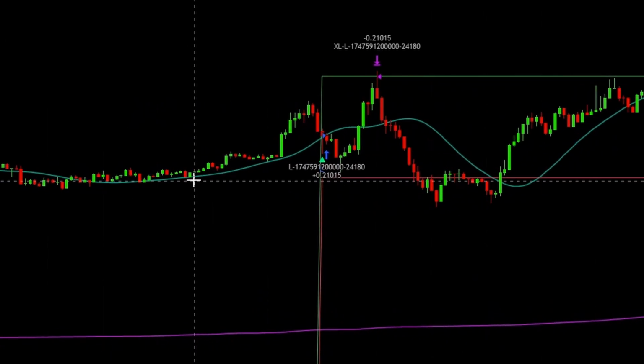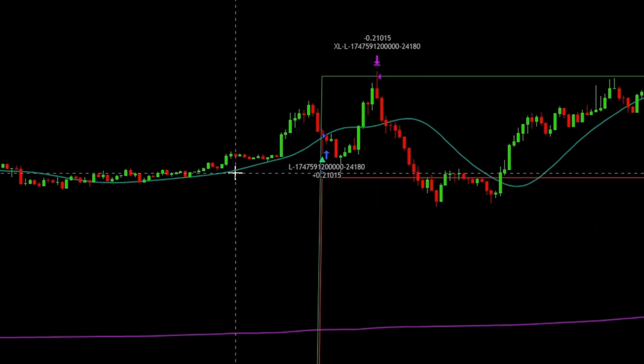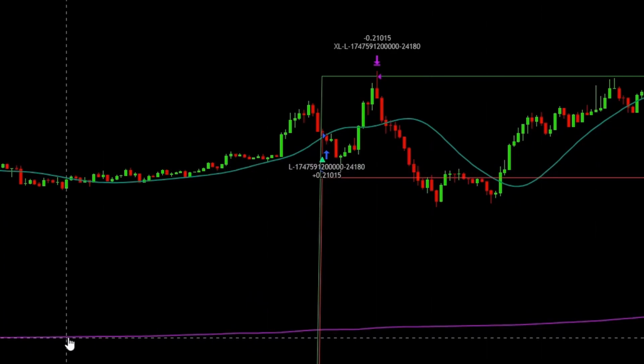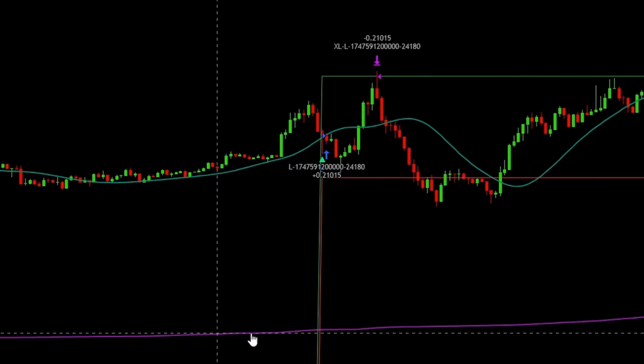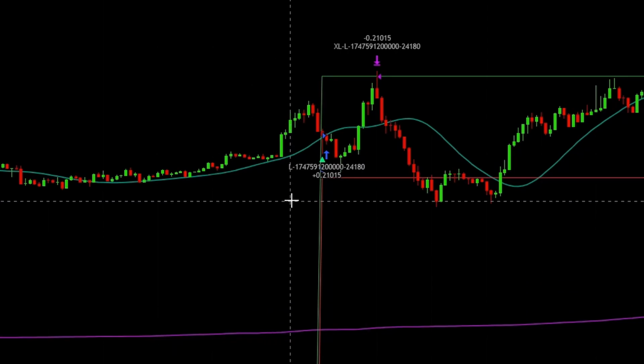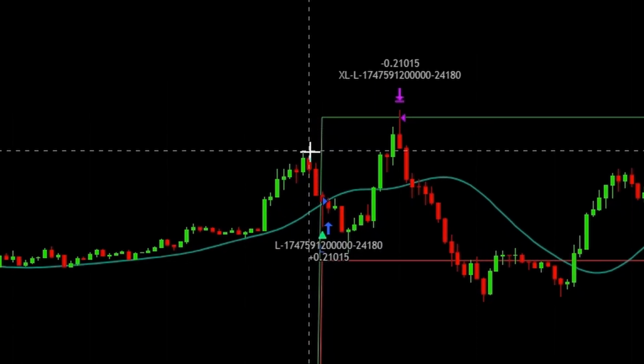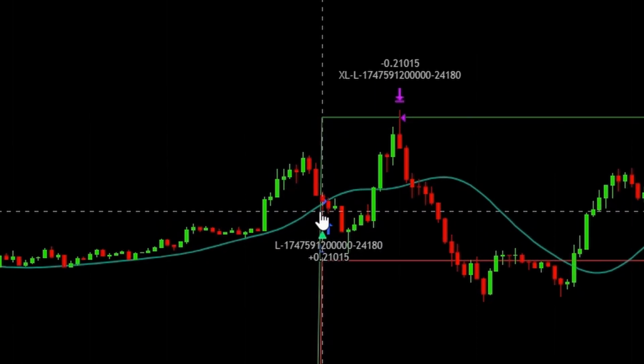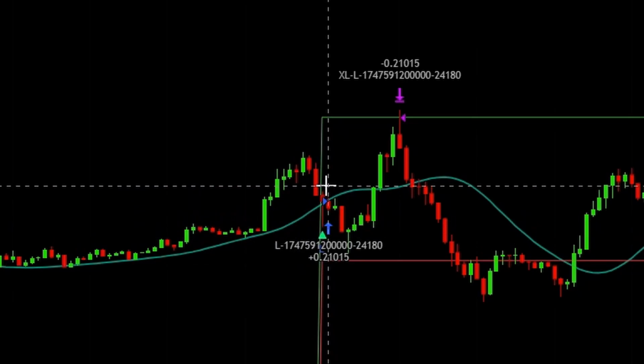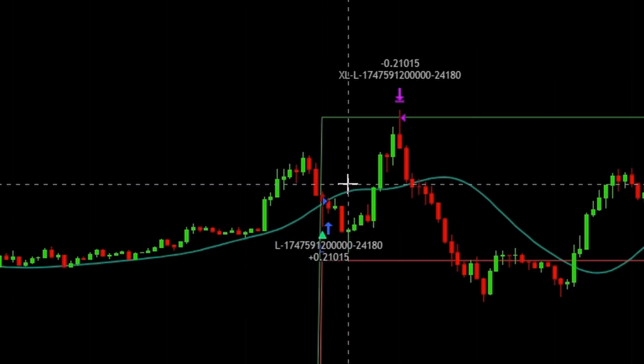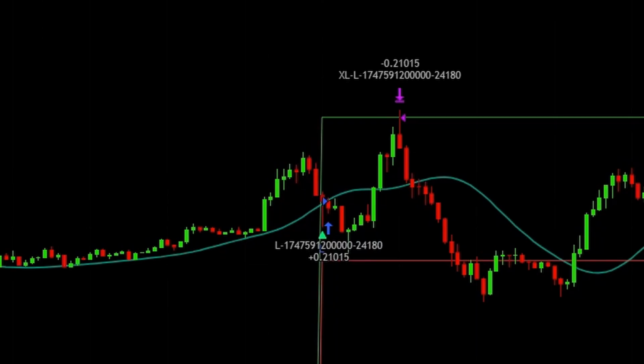The strategy looks for entries on pullbacks. So for the long entry, for example, first we need the T3 to be above the Vidya. This ensures that we are in a general uptrend. And then the price needs to come back to the Vidya, touch it, go under it, and then close back above it. If that happens, and we are not using any other indicators, then it's a long entry.